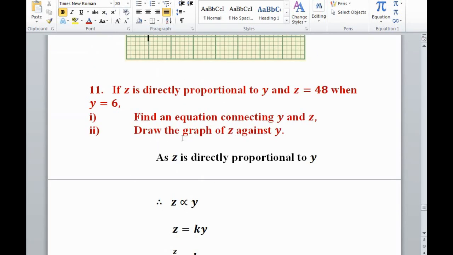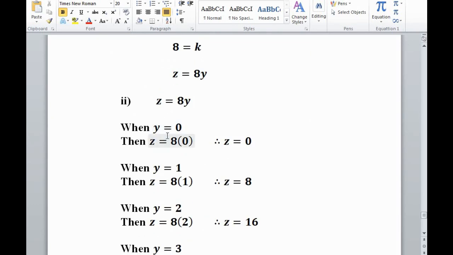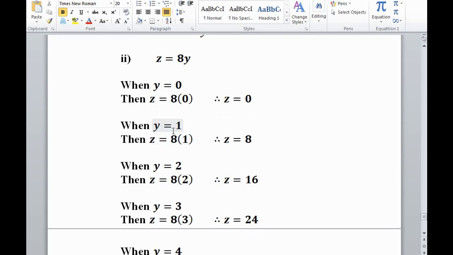Again, the second part of the question is to draw the graph of z against y. So I need some ordered pairs for y and z. So first I will take the value of y, which is input, and output z becomes 0 because 8 multiplied by 0 equals 0. Okay, now the second value of y is 1, so I'm going to put y equals 1 in this equation z equals 8y. 8 ones are 8, so output z equals 8 when y input is 1.